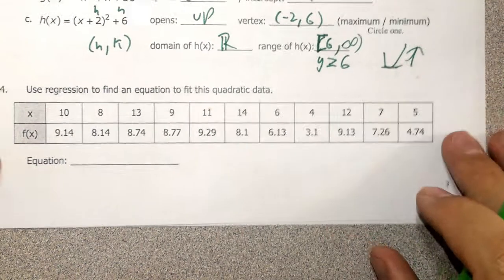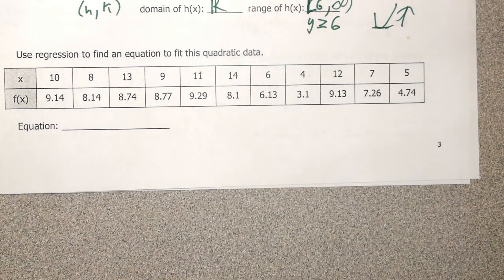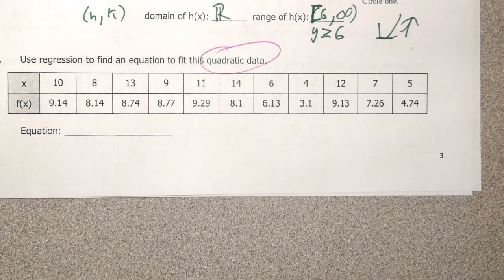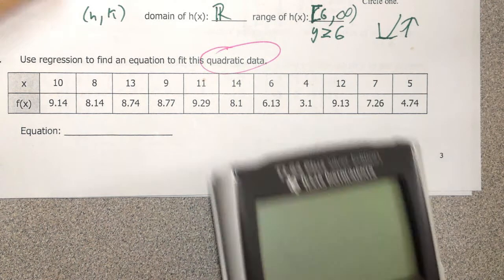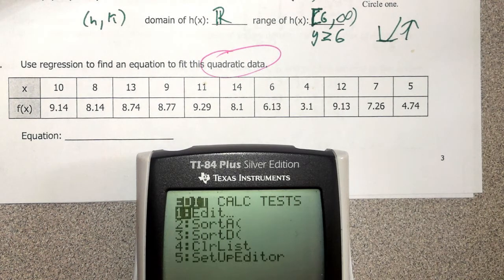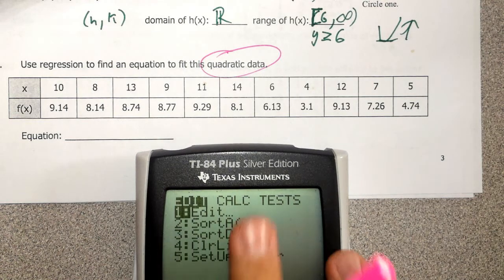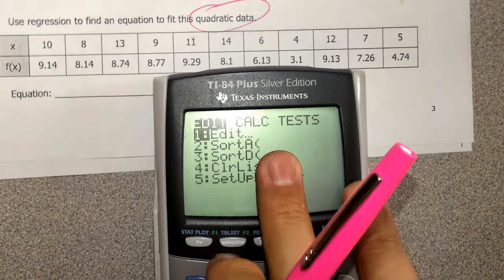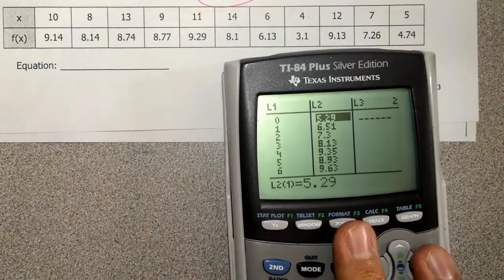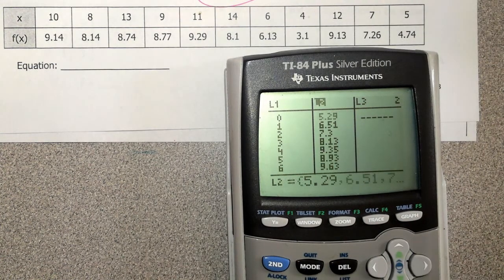All right, last one on this page. We're going to use regression to find it for this quadratic data. This is quadratic data. You could also graph these and look and see which one you should choose. This goes ahead and tells you it's a quadratic. To put the data in, we type in stat, and the first thing we're going to do is edit. We're going to go ahead and clear these. If you go up here and press clear, enter. Go up here, clear, enter.